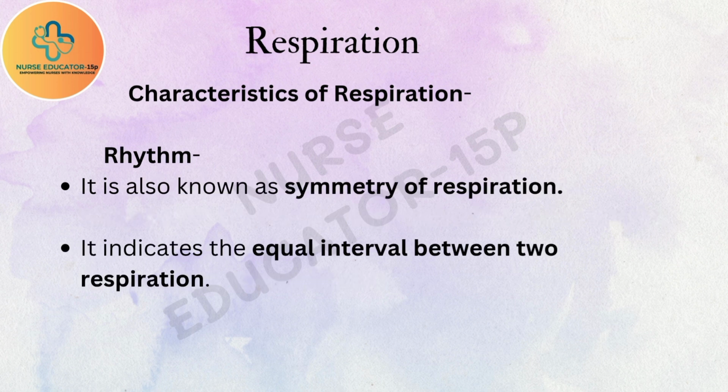Rhythm is nothing but the symmetry of the respiration. You know, symmetry is nothing but correct or normal shape. During each breath the shape of the chest should be equal, with equal intervals between two respirations. During inspiration and expiration the symmetry of the chest should be equal. So in some abnormalities or medical conditions we will not see equal symmetry.